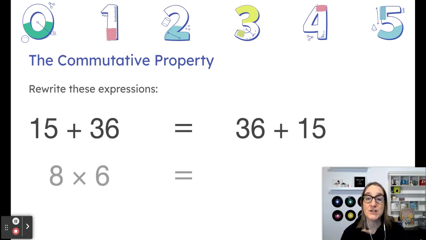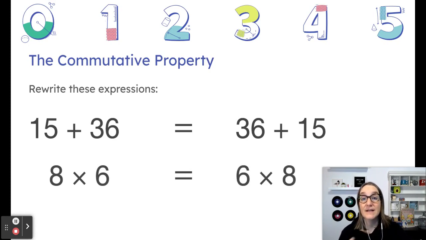Let's try it with multiplication. 8 times 6 is the same as 6 times 8. In this case, the commutative property of multiplication tells us that changing the order of the factors, that's the two numbers being multiplied together, doesn't change the product.